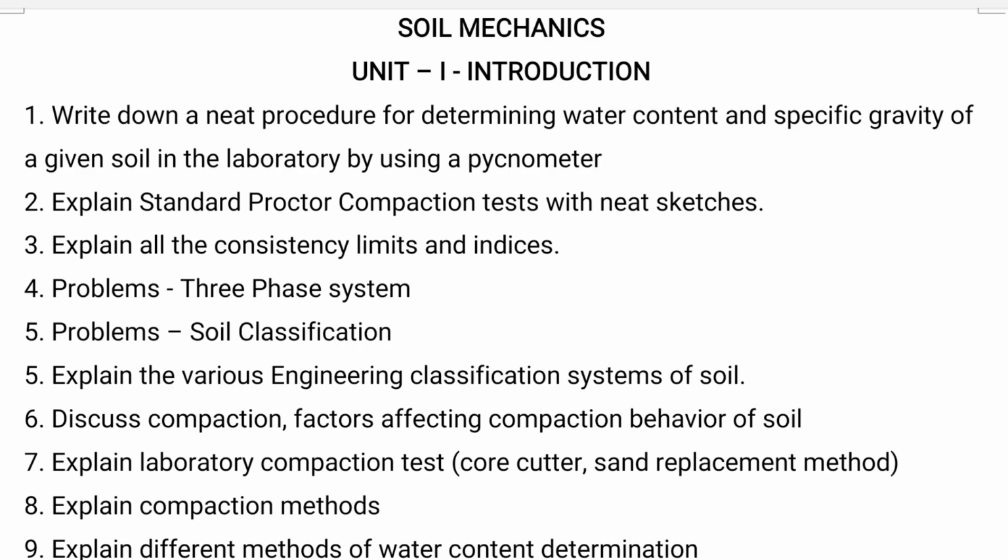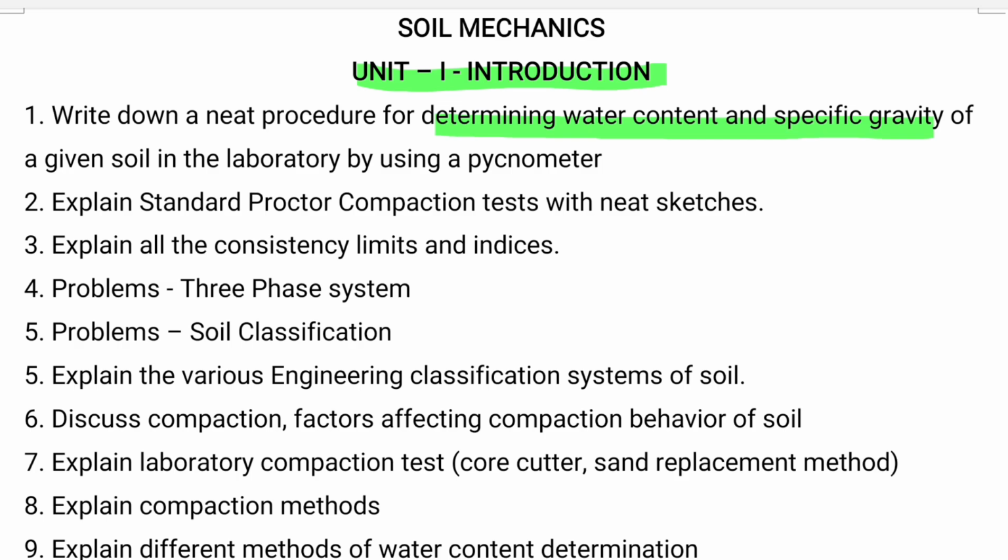Okay, unit wise, the first unit is introduction. Unit 1 has two major parts. The first one is index properties, like specific gravity, water content, liquid limit, plastic limit, that is consistency limits, and particle size distribution also. The second part consists of soil compaction. If you study only one part, you may fail, and the major part is the soil index properties.